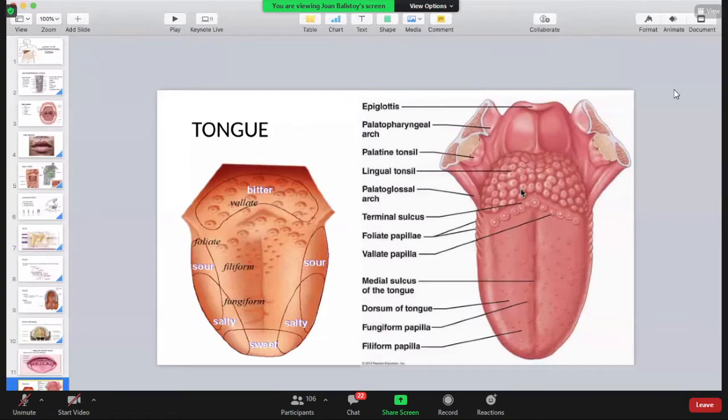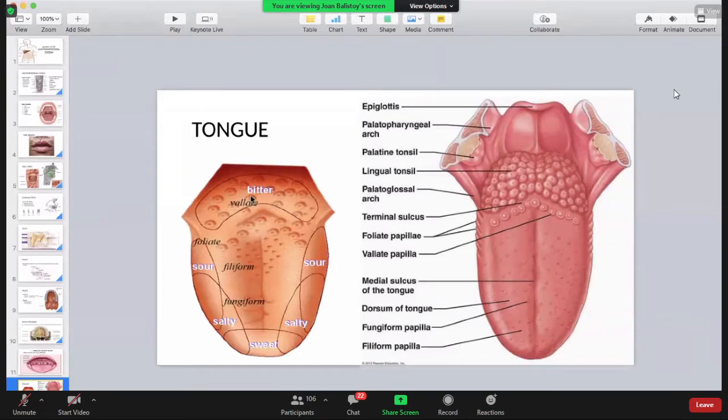Go to this image. That's why it's important for you to be discerning of what you read from the internet, because not all of it is correct. Now, for the location of the taste centers.